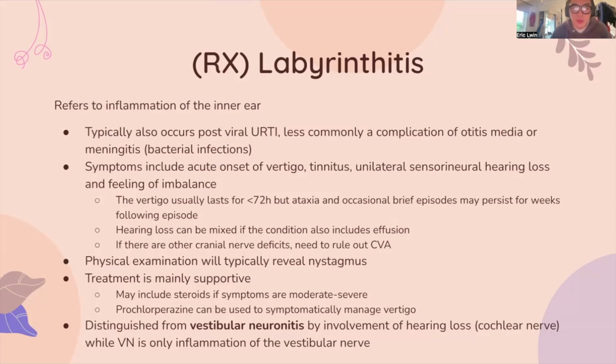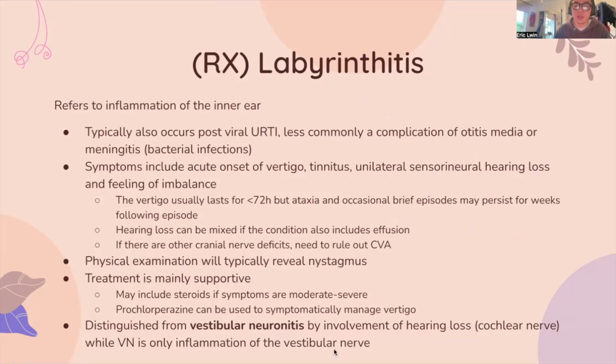Physical examination will typically reveal nystagmus, and the treatment is mainly supportive with steroids if you have moderate to severe symptoms and prochlorperazine to manage the vertigo if that is also intolerable. This is distinguished from vestibular neuronitis by the involvement of hearing loss, because labyrinthitis also affects the cochlear nerve and the vestibular nerve, therefore hearing loss and vertigo, whereas vestibular neuronitis only affects the vestibular nerve.